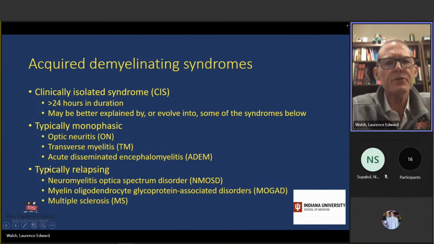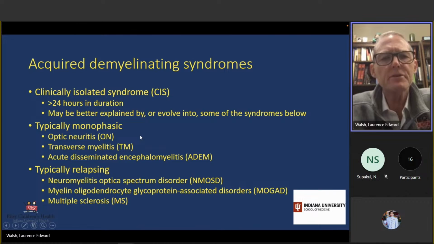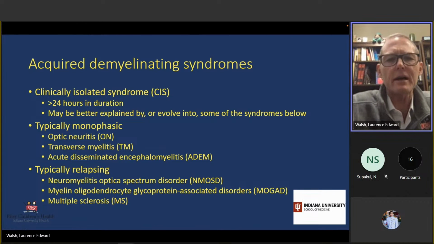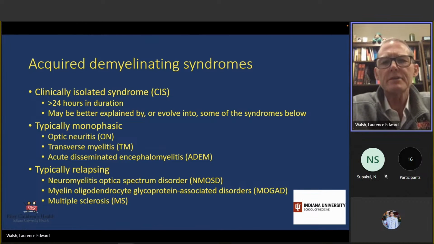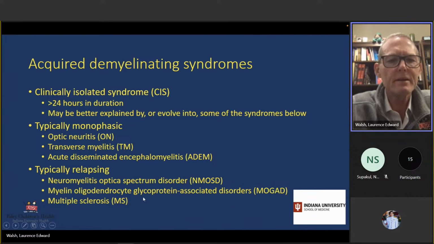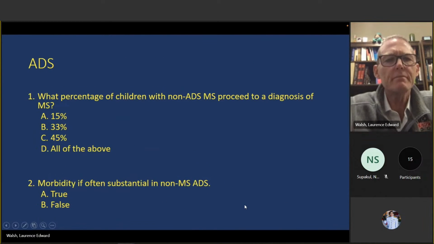You can divide these further into typically monophasic and typically relapsing disorders, and you have to realize that "typically" has to be the modifier because they don't always behave like they're supposed to. So: optic neuritis, isolated optic neuritis, isolated transverse myelitis, and then ADEM, and typically relapsing NMOSD and MOGAD, which can fit in either category pretty readily, and then multiple sclerosis, which obligately fits in this one.